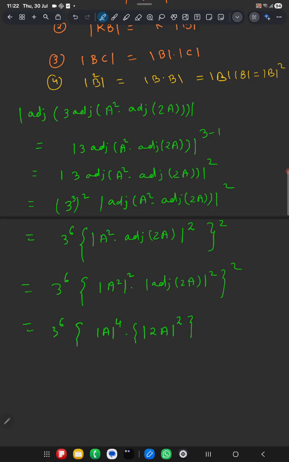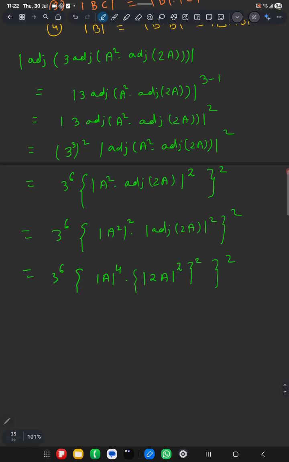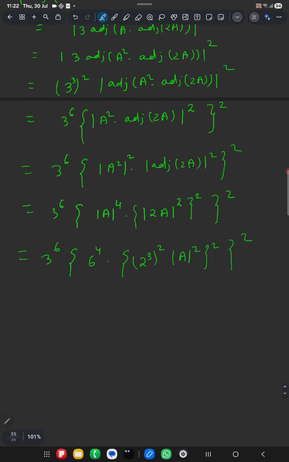So here also we will see this 2 and whole raised to the power 2. Okay, so 3^6. Determinant of A power 4 is 6 power 4 into twice of A matrix determinant, means 2 will come with power 3, and this square will be there. So 2 will come with power 3 and 1 square will be there, and remaining determinant of A square, and this is for this and this is for this.